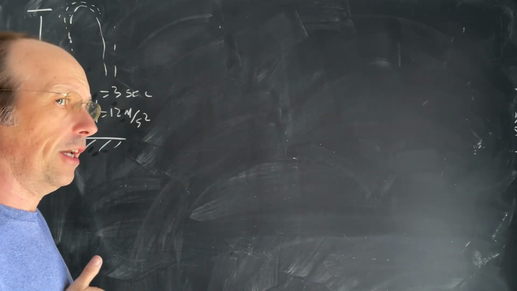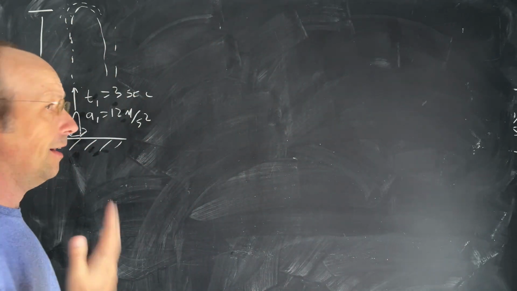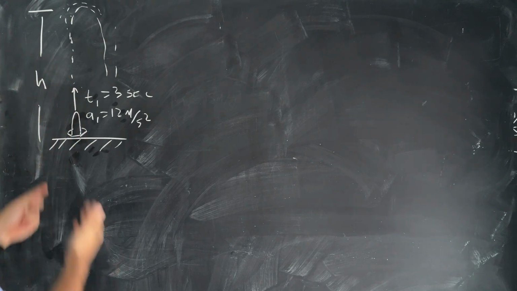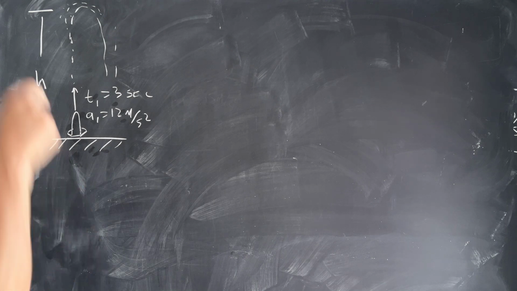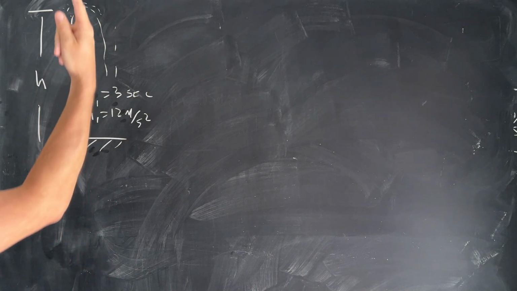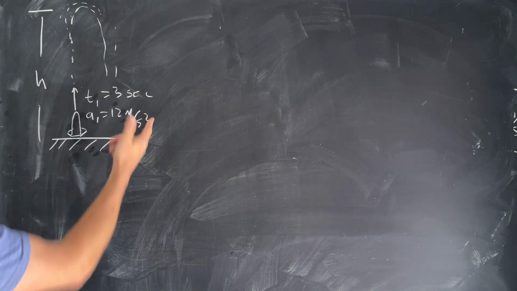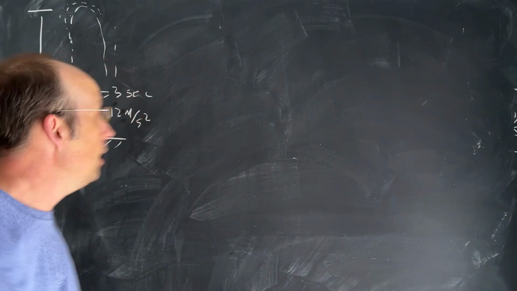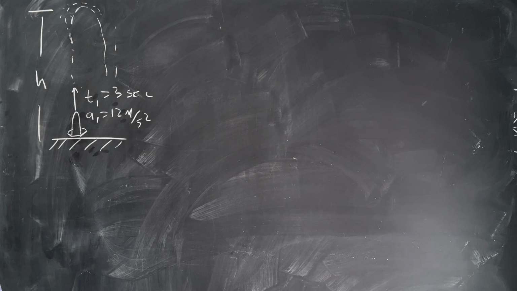This is one of my favorite kinematics problems, and we can just make up some numbers here. Imagine you have a model rocket, and you launch it, and it has an upward acceleration of 12 meters per second squared. I just made up that number, and the rocket engine lasts for 3 seconds. The question is, how high does it go before it comes back down?